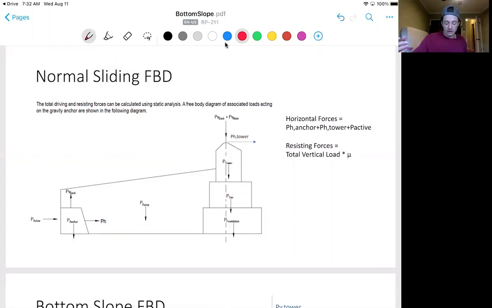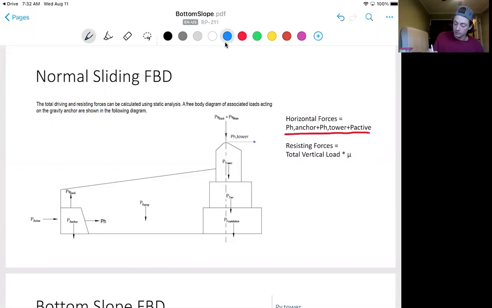The total driving and resisting forces can be calculated using static and dynamic analysis. A free body diagram of associated loads acting on the gravity anchor is shown here. We remember our horizontal forces are the horizontal cable force on the anchor, horizontal forces on the tower that's a resultant of the difference in the backstay and mainstay forces due to friction that we discussed earlier in the course, and our active pressure from the earth.